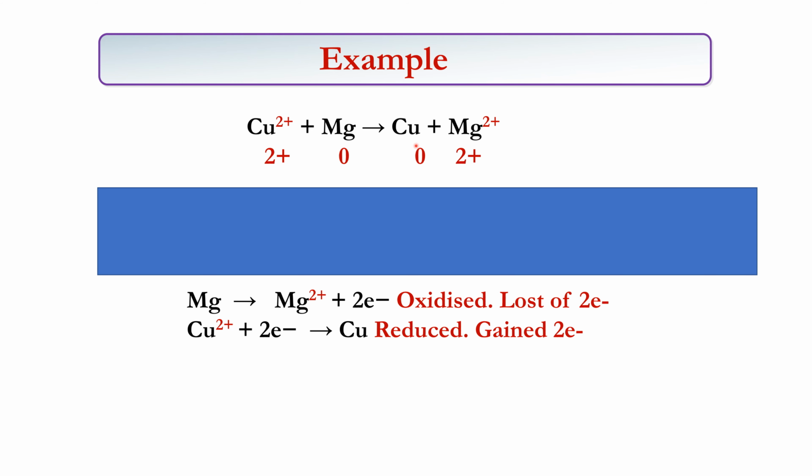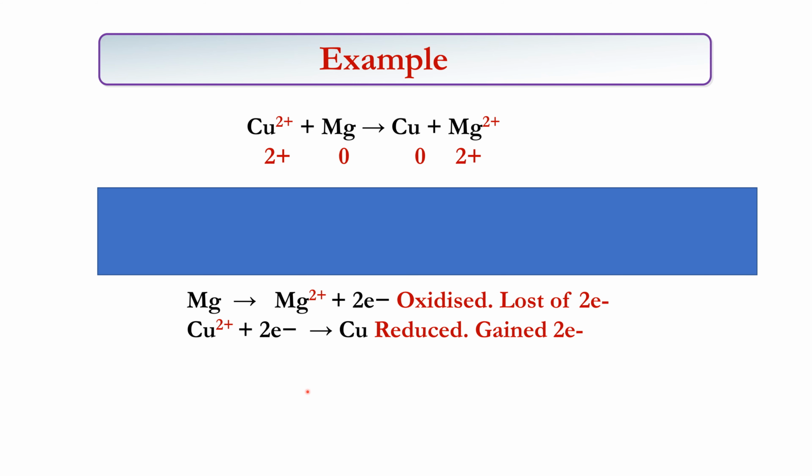So the half equations for this reaction are: in the first half of the reaction, magnesium will give out 2 electrons. So this is the 2 electrons that are lost by magnesium. And when magnesium loses these electrons, it will become positively charged. That's why it's Mg2+.